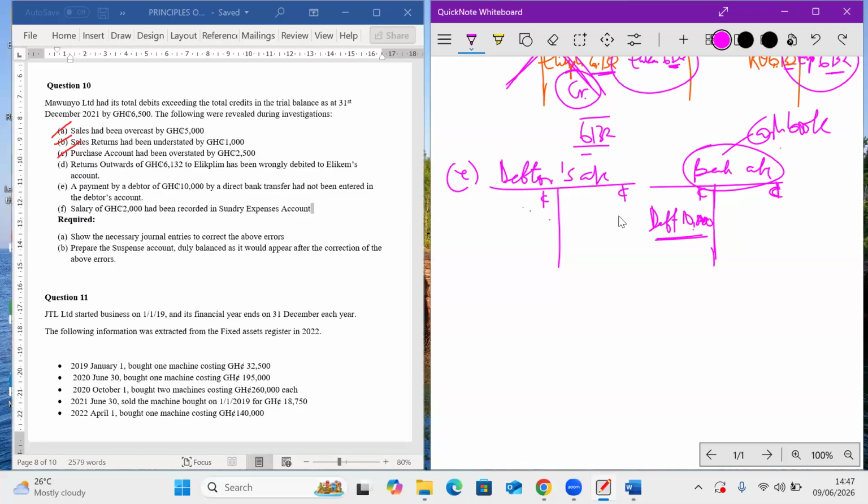Let's be quick. Why? Because the transaction was not recorded. It's there in the transaction: a payment by a debtor of 10,000 by a direct bank transfer had not been entered.